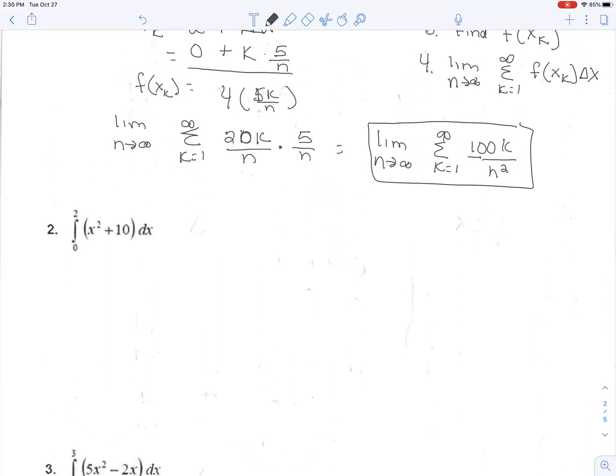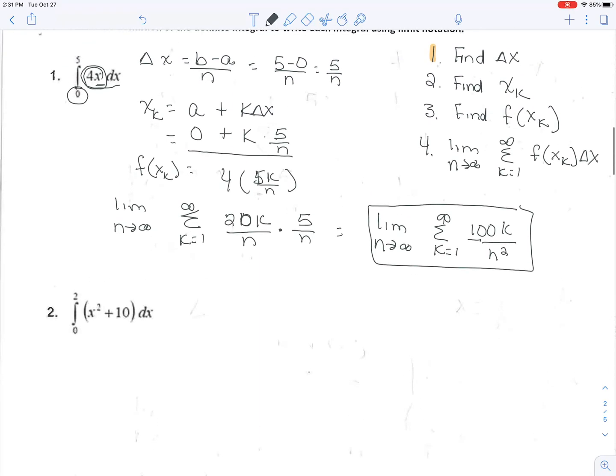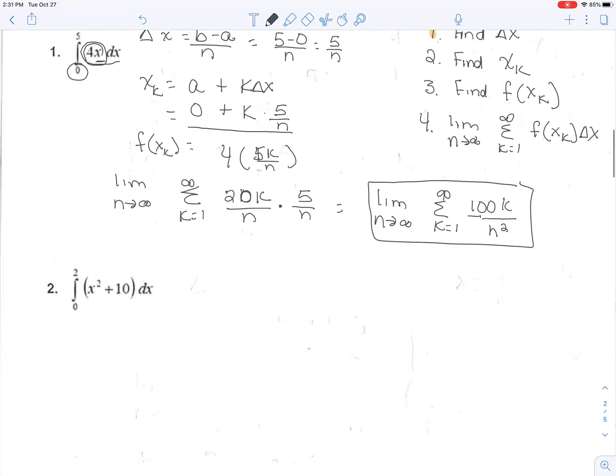Okay? All right, let's just do a couple more examples. So example 2, we're starting from 0 to 2. And the first thing we need to find is delta x. So let's start. I'm just going to keep writing the directions down so we'll remember. We have to find delta x. So delta x is going to equal 2 minus 0 over n.